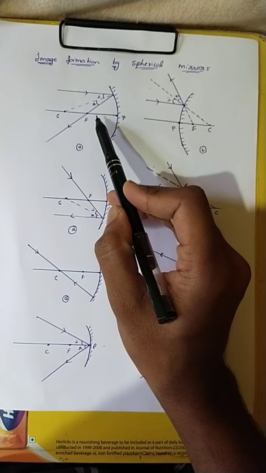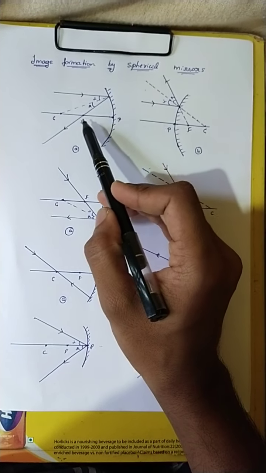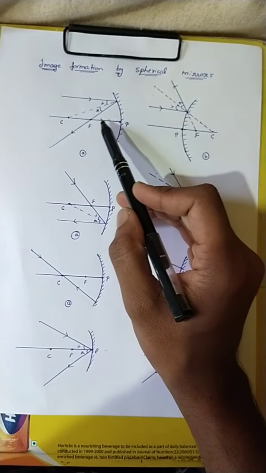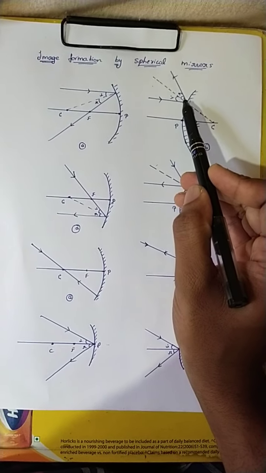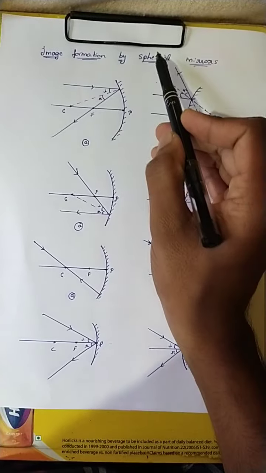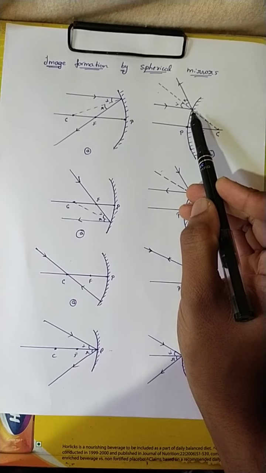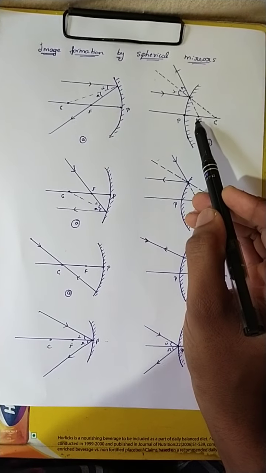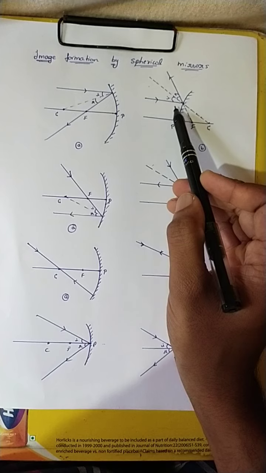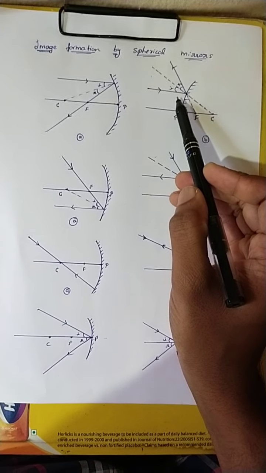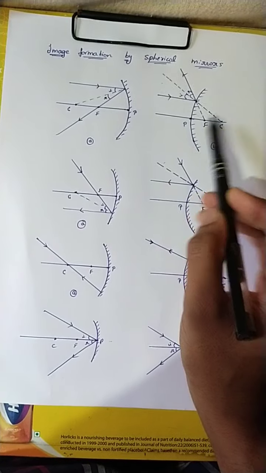In the first diagram, the reflected ray passes through the principal focus. In the second diagram, the reflected ray moves away from the point of principal focus. It appears to diverge from the principal focus, unlike in the concave mirror. These are the illustrations of concave and convex mirrors.